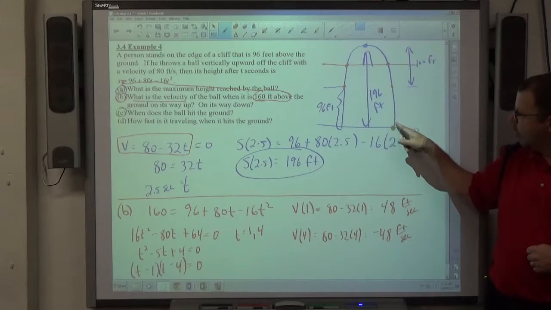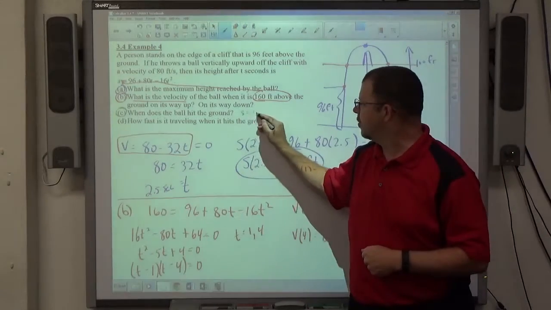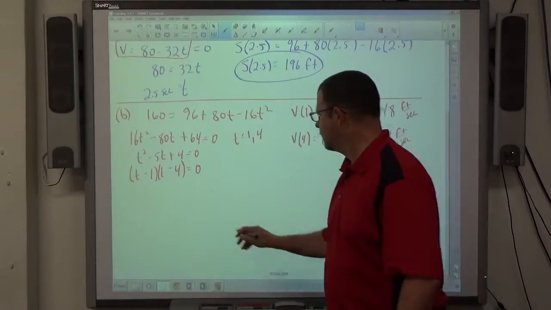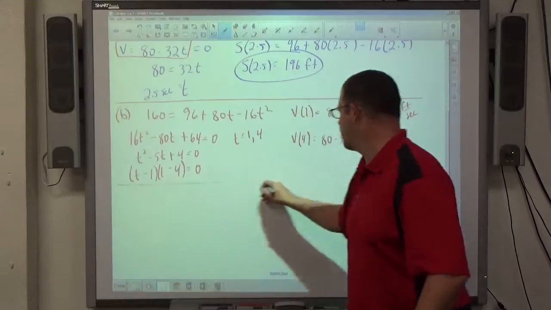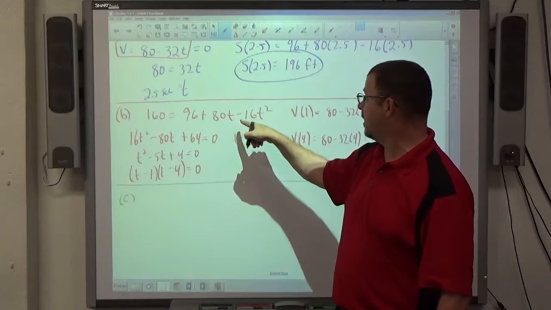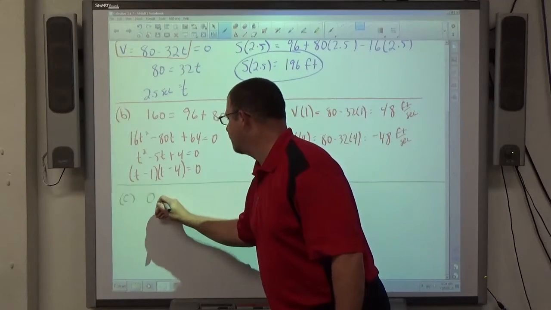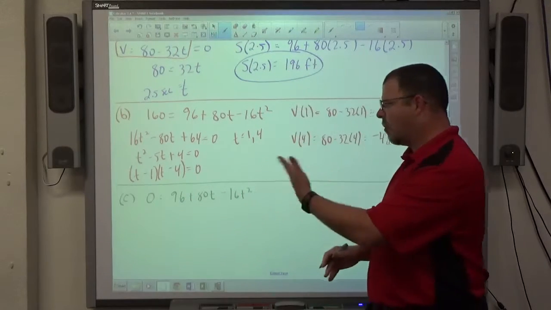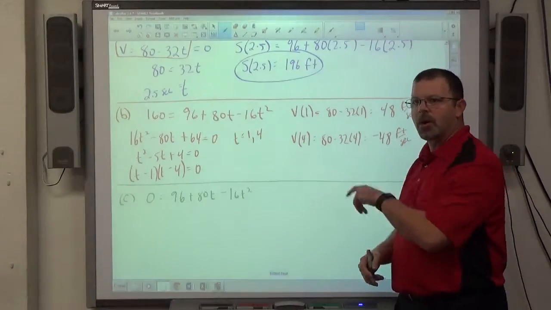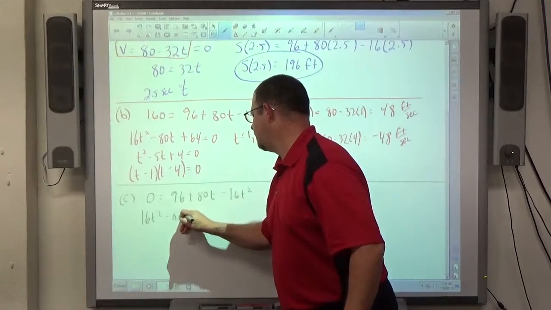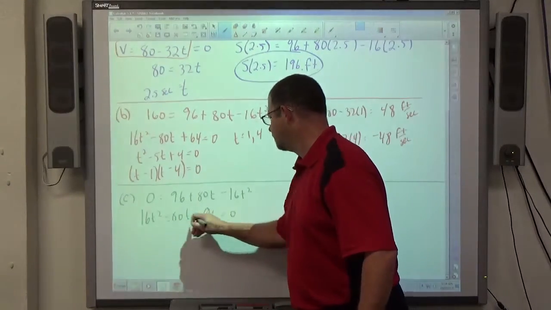So when does it hit the ground is S equals 0. Anytime you want to know about it hitting the ground, it has to have a height of 0 then. So to do part C, the position function, which is 96 plus 80t minus 16t squared, I want that to equal 0. Again, I got a quadratic equation equal to 0. I like my quadratic term to be positive, so I'm going to move everything left. So 16t squared minus 80t minus 96 is equal to 0.